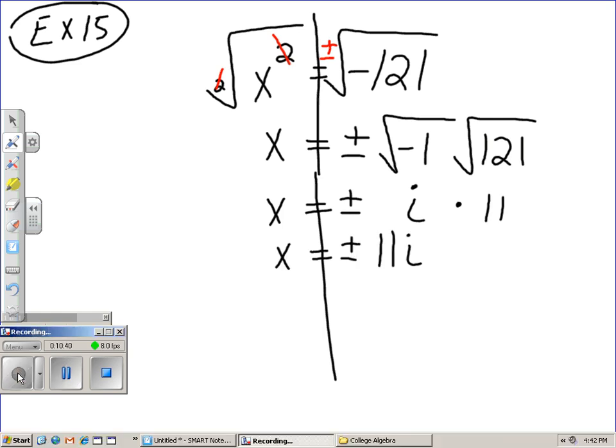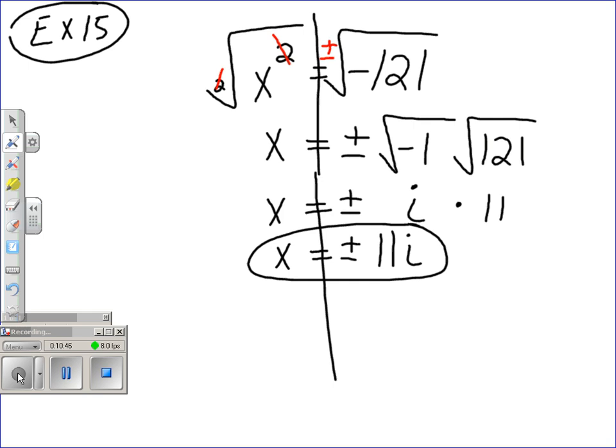And finish off the problem by just writing it simpler as plus or minus 11i. Now there's your answer. Just remember it means 11i or negative 11i. You have two answers.